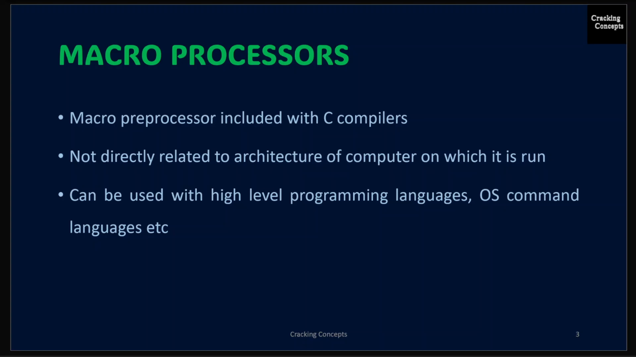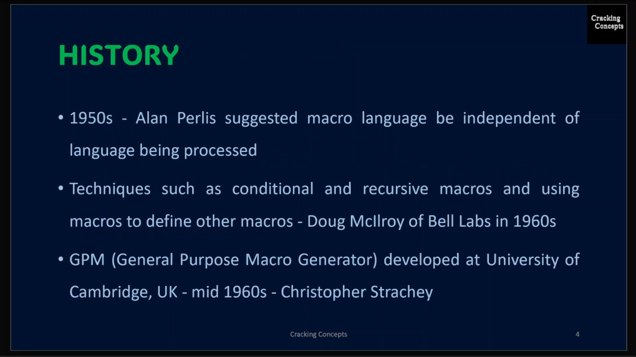Now we'll look into the history of macroprocessors. Macro languages were invented early in the history of computing. In the 1950s, Alan Perlis suggested that the macro language be independent of the language being processed. Techniques such as conditional and recursive macros and using macros to define other macros were described by Douglas McIlroy of Bell Labs in the 1960s.